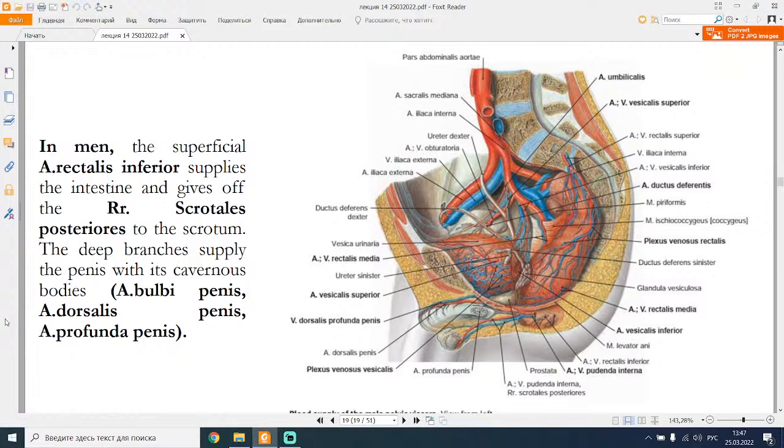In men: arteria rectalis inferior, ramus scrotalis posterior, deep branches, arteria bulbi penis, arteria dorsalis penis, and arteria profunda penis. You see arteria pudenda interna, and its branches with the ramus scrotalis.